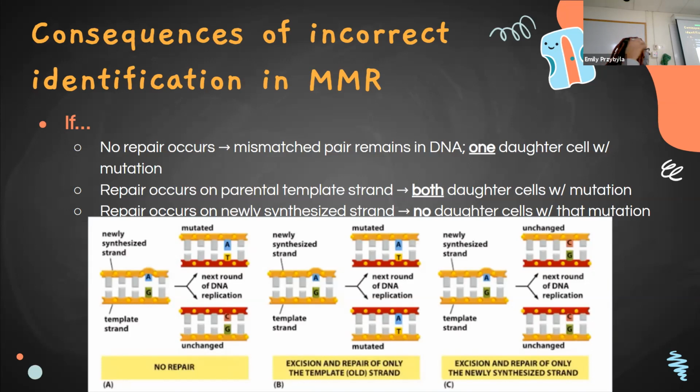So that's what happens if we mess up the parent strand, which is why it's important that we find the synthesized strand. And if we repair on the newly synthesized strand, then it's totally fine because we put the correct nucleotide back in and there's no mutation on it. Does that make sense? Yeah, should.